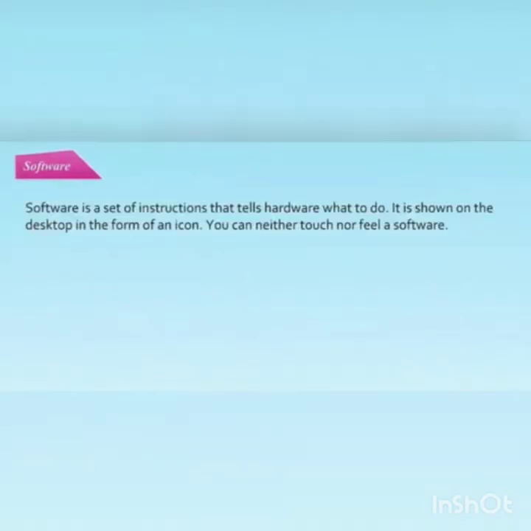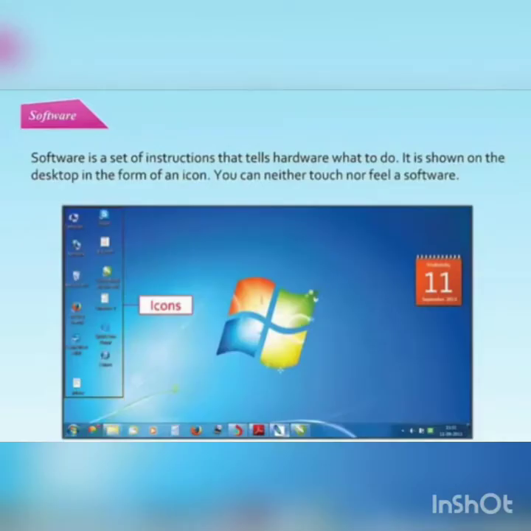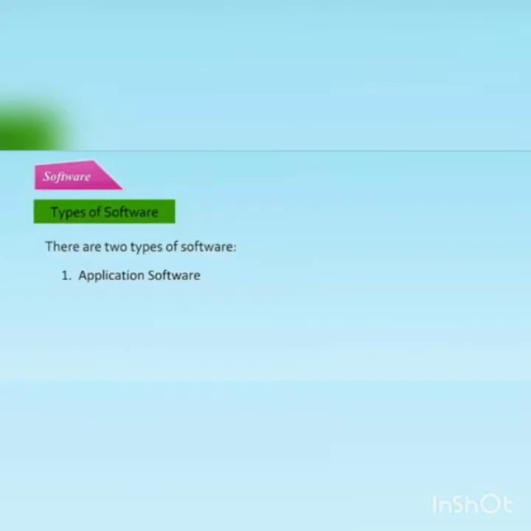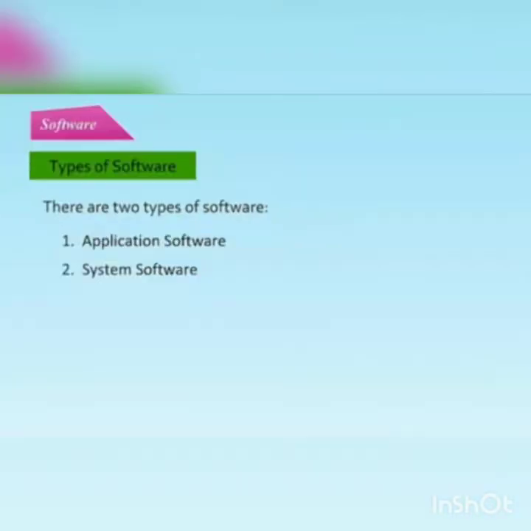Software. Software is a set of instructions that tells hardware what to do. It is shown on the desktop in the form of an icon. You can neither touch nor feel a software. Types of software. There are two types of software. They are application software and system software.